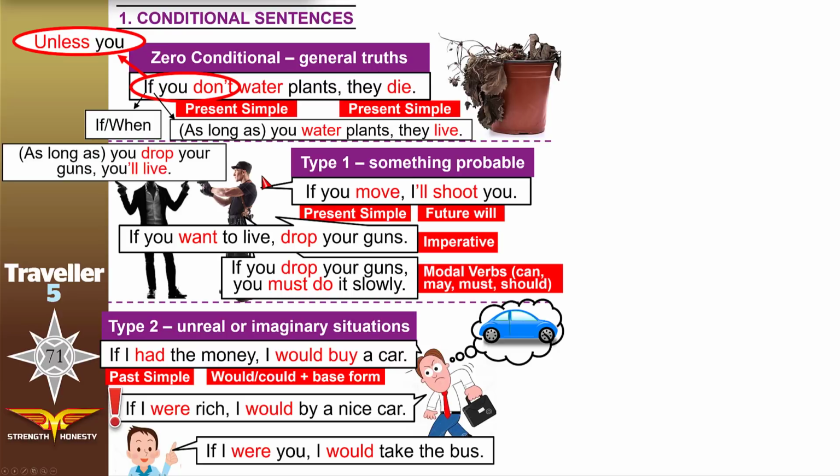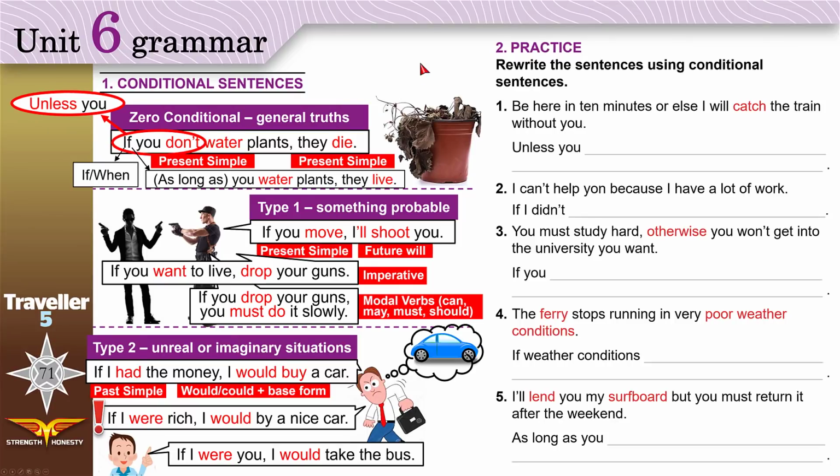Here we say, as long as you drop your guns, you'll live. As long as you move, I'll shoot you. We can't use as long as with conditional sentences type 2. Only zero conditionals and type 1 we use as long as. Now we're ready to practice.